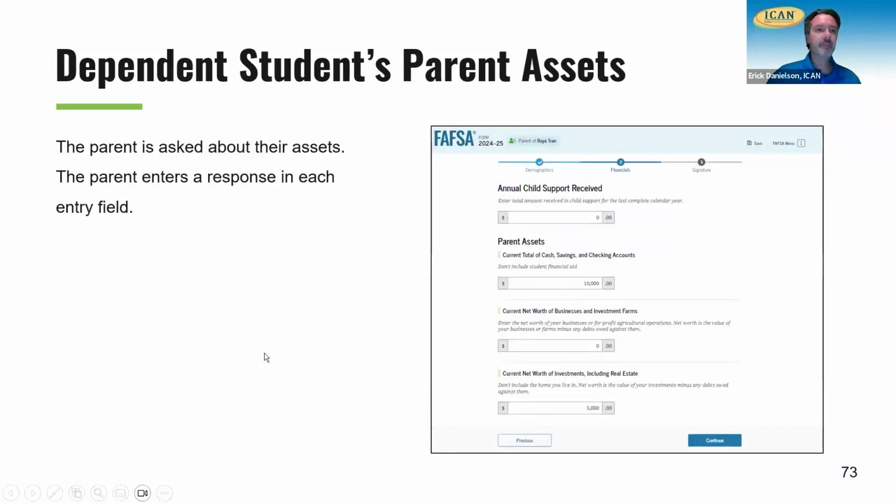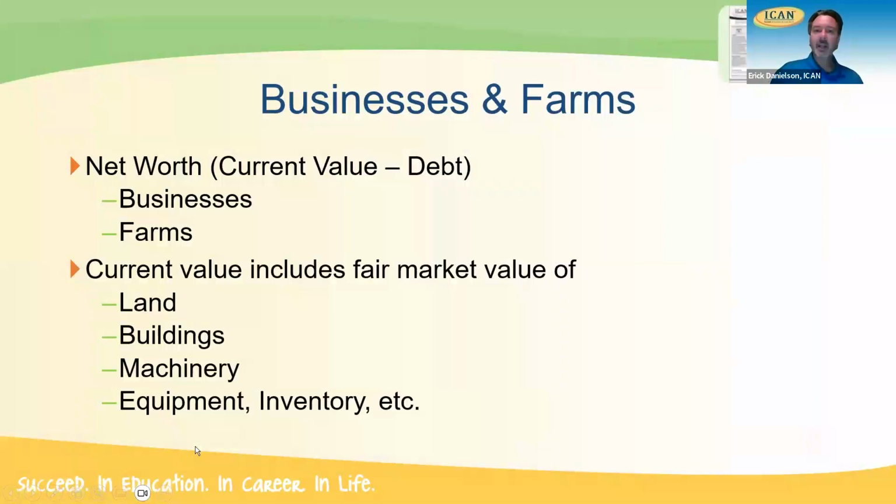It's going to ask you as parents what your cash savings and checking is as of today, and if you have any current net worth of business or investment farm value or net worth of investments. And just to let you know a little bit more information about this year, there is no longer any exclusion for business and farm. So when they're wanting to know what the net worth is, they're looking at the value minus debt against that business or farm if you would have something like that. And when we're talking about current value, it's fair market value of land, building, machinery, equipment, inventory, all of that.